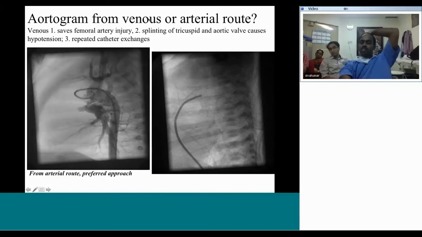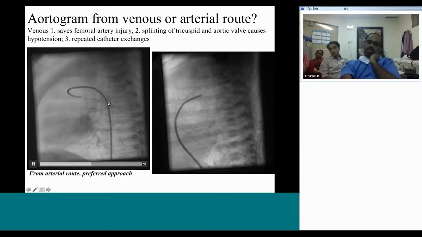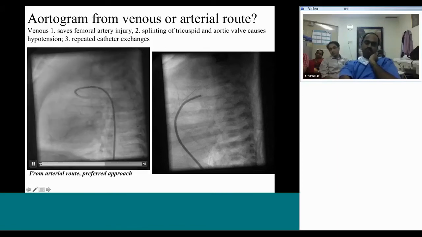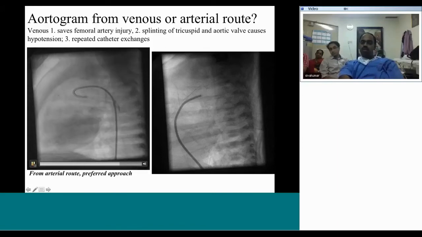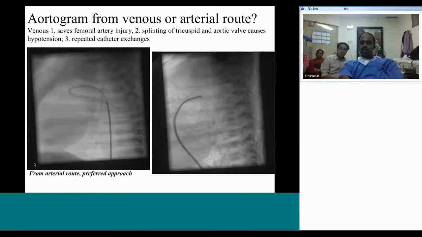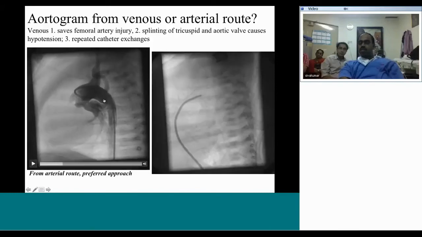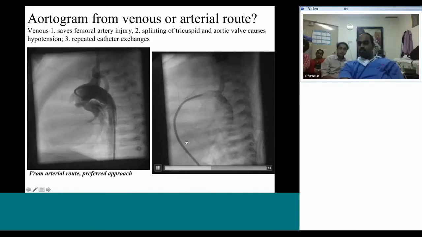Aortogram can be done either from venous route or from arterial route. So this is an arterial route catheter which is injecting and we are able to see the ductus. The ductus is arising from the undersurface of the aorta, and it is a tortuous duct. The same can be delineated from a venous angiogram also. So this is the venous angiography, and you can see the same tortuous duct.